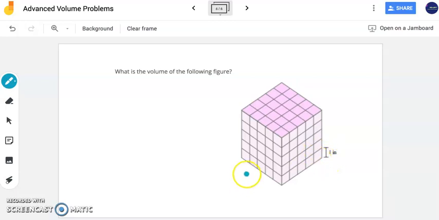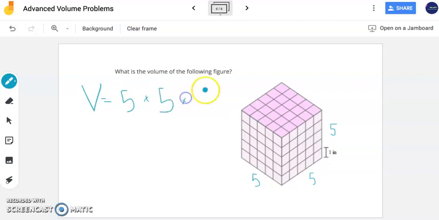So here, all I'm doing is counting the cubes I have. 1, 2, 3, 4, 5. So my length is 5. 1, 2, 3, 4, 5. My width is 5. And my height, 1, 2, 3, 4, 5, is 5 again. So it's actually telling me this is a perfect cube. So all I'm doing now is 5 times 5 times 5.